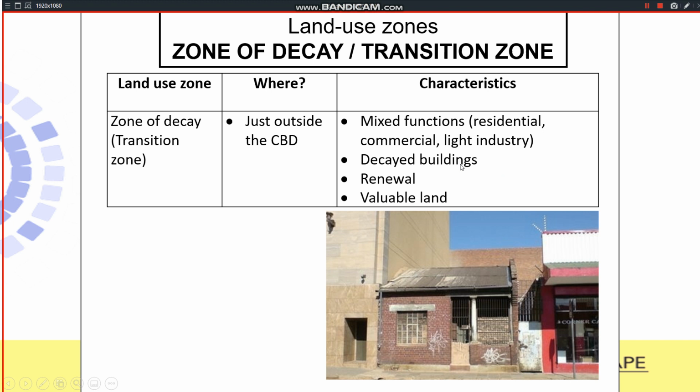There's decaying buildings, in other words, buildings that are basically degrading, right? Then there are areas where there's renewal of the land. There could be new buildings coming up, and this is very valuable land. The reason being because it's just outside the CBD. So this is the zone of decay, the transition zone.